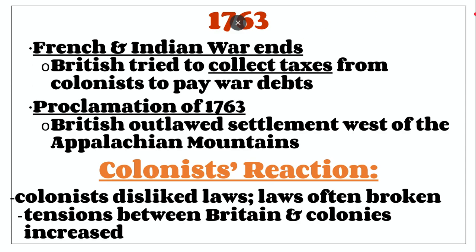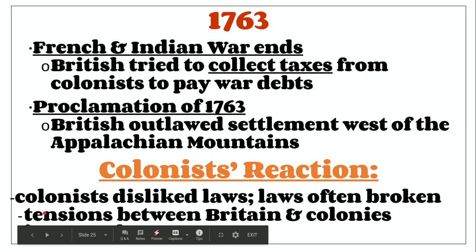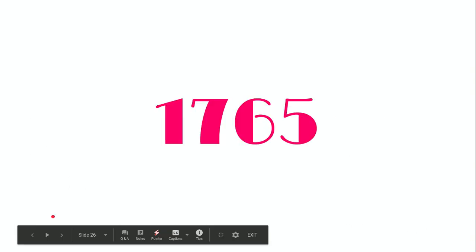Okay, so if you did not get the notes on the 1763 panel: French and Indian War ends, British tried to collect taxes. And then down at the second part, Proclamation of 1763 outlawed settlement west of the Appalachian Mountains. Colonists disliked the laws. They were often broken. Tensions start to increase a little bit. Maybe make a star or note there. Tensions are starting to increase.